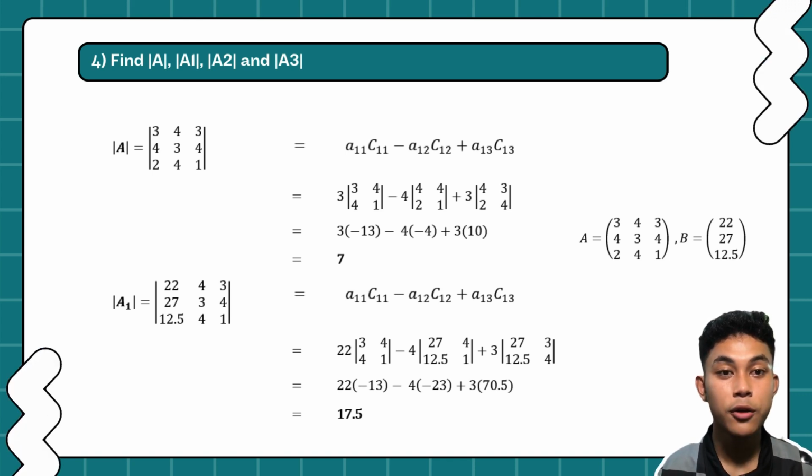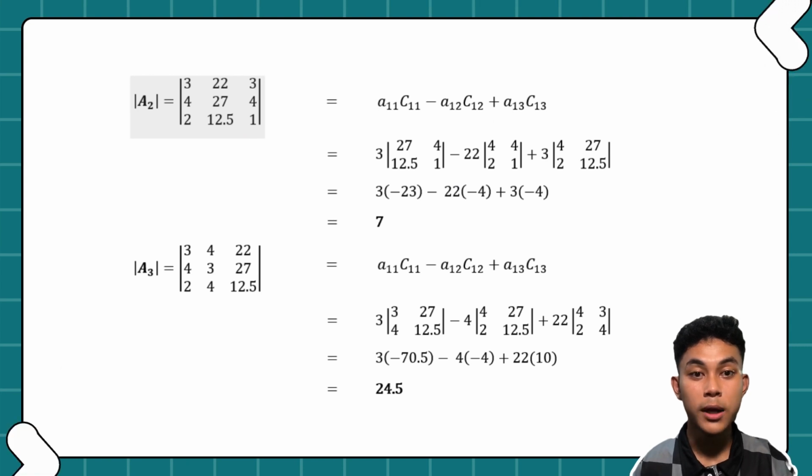First, to find the determinant of A, we use the cofactor expansion along the first row. Then, 3 times minor 1,1, minus 4 times minor 1,2, plus 3 times minor 1,3. Then, we get the value of determinant A is 7. Next, to find the determinant of A1, we must replace matrix B into the first column of matrix A. Then, we use the cofactor expansion along the first row: 22 times minor 1,1, minus 4 times minor 1,2, plus 3 times minor 1,3. Then, the value of determinant A1 is equal to 17.5.